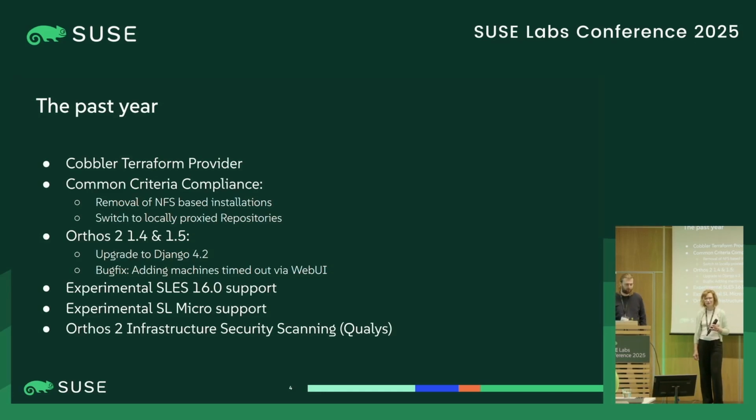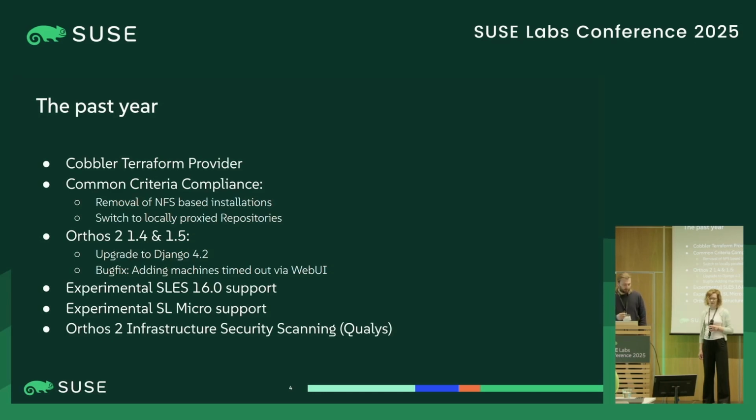Now, what did we do in the past year? The past year was mainly invested into the Cobbler Terraform provider because in the recent years we split our internal network, and we did this to comply with common criteria. And this also meant that not in all locations at least we had direct NFS access to the installation media anymore, meaning we used the Cobbler Terraform provider to enable us to remove NFS-based installations and switch to locally proxied repositories via HTTP, which is already rolled out and working great, at least for the feedback that I got from the users that gave me feedback.